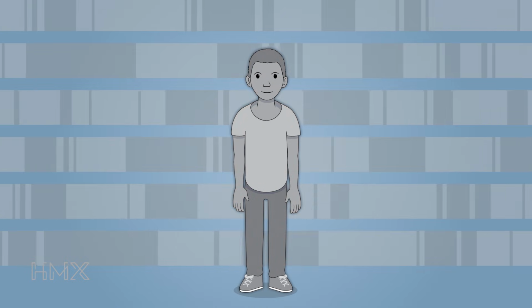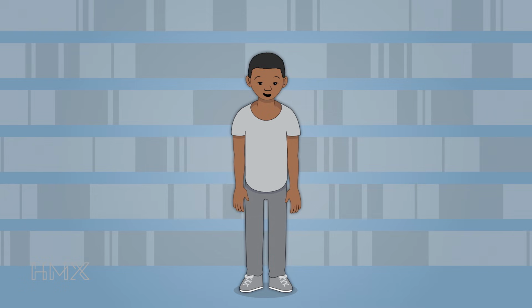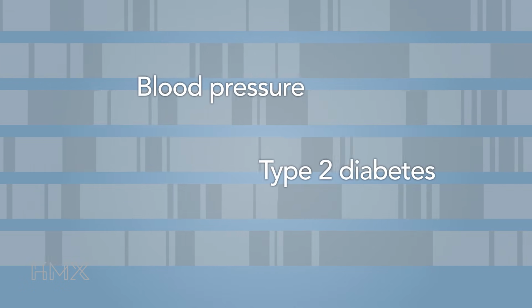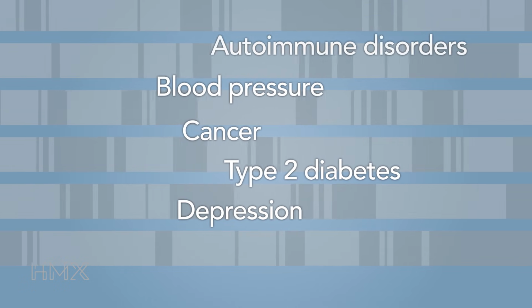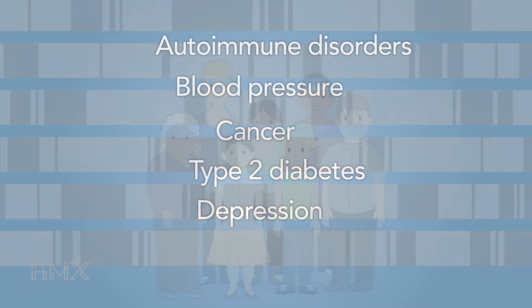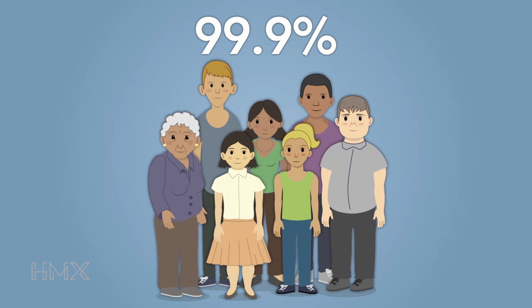Multiple genes act together with our environment to determine our hair and skin color, our height, our weight, our blood pressure, and our risk of developing type 2 diabetes, depression, cancer, some autoimmune disorders, and many other conditions. In spite of all these potential differences, humans are 99.9% genetically identical. How is it possible that we are all so similar and yet so different?